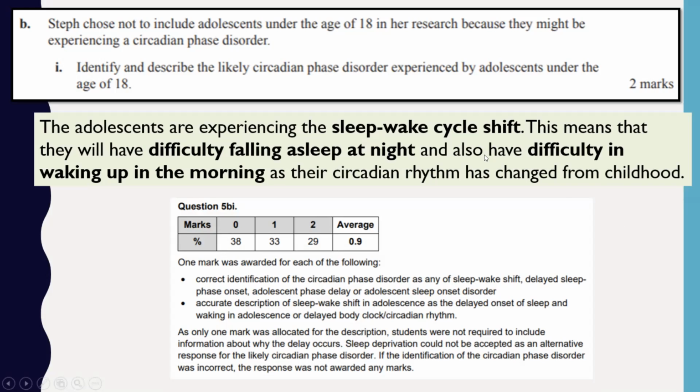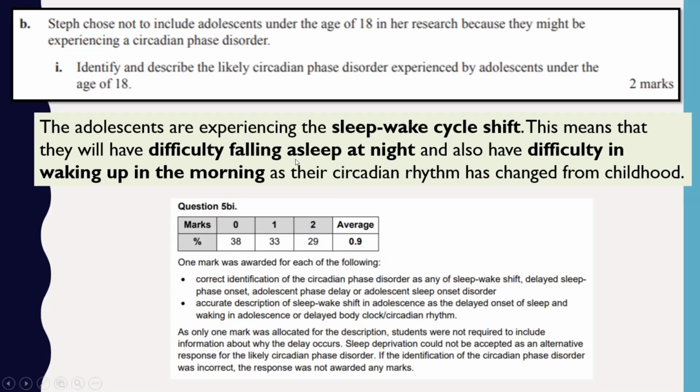Again, you get 1 mark for mentioning the name. So sleep-wake cycle shift, you got 1 mark already. Then you get 1 mark for briefly describing what it means. It doesn't ask you to outline, it doesn't ask you to explain, it just asks you to describe. So you don't even have to bring in the discussion of melatonin being released later. As you can see down here, it says, as only 1 mark was allocated for the description, students were not required to include information about why the delay occurs. So you don't have to talk about the delayed release of melatonin and all that stuff. You did have to talk about what we mean by sleep-wake cycle shift.